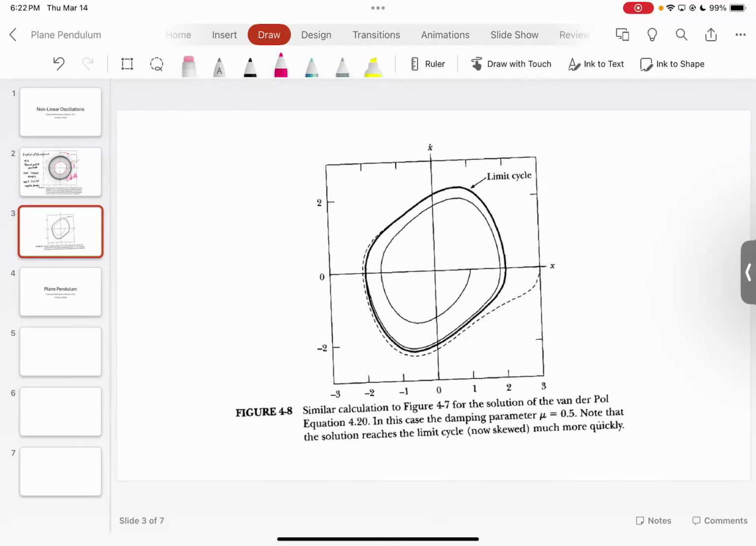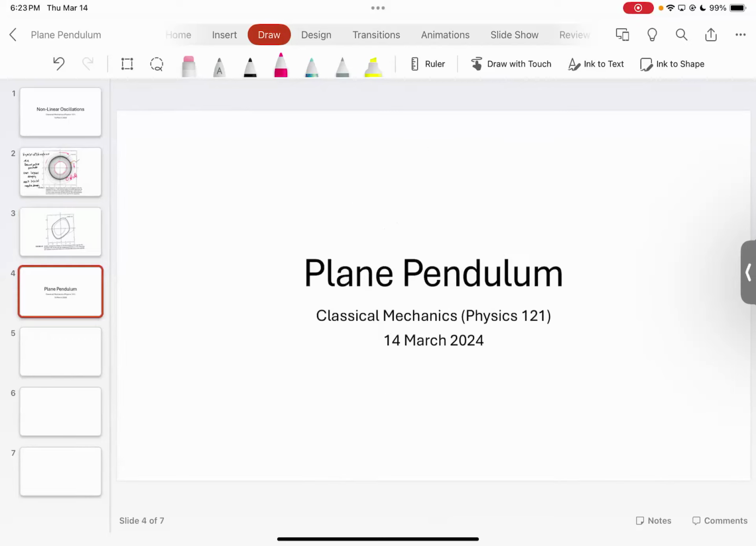So, now, what we will discuss is a plane pendulum. Okay, so, plane pendulum, of course, behaves in an oscillatory manner. Right? We already know that. But typically, when we discuss the plane pendulum, what we look at is near the equilibrium position. Right? And why near the equilibrium position?